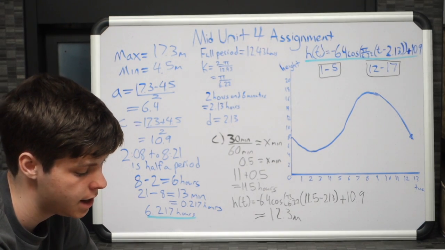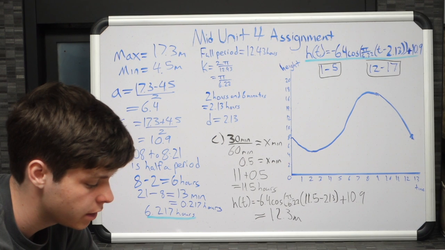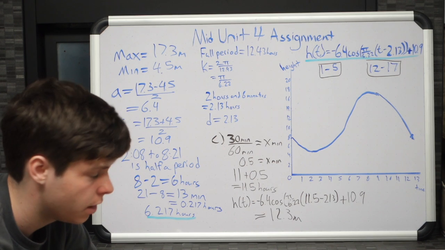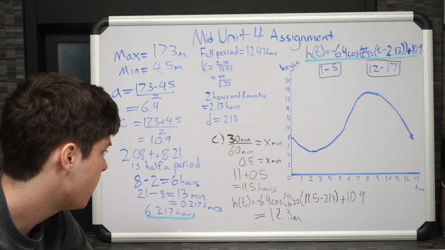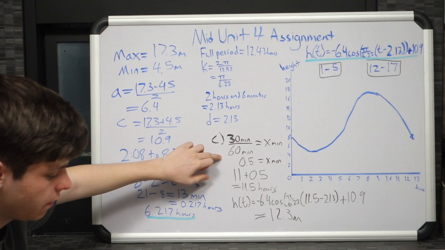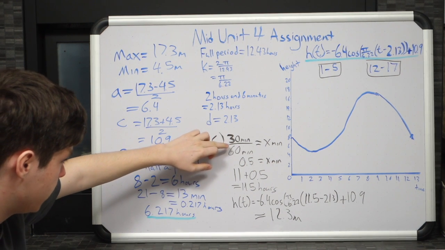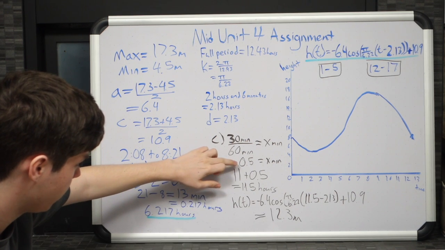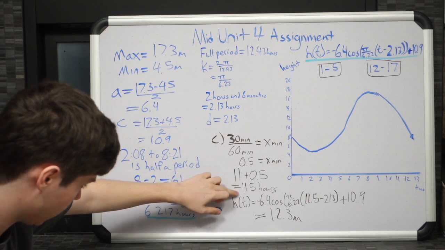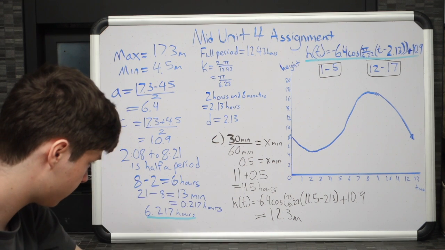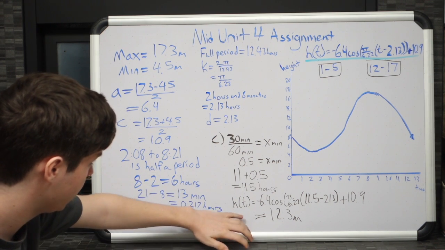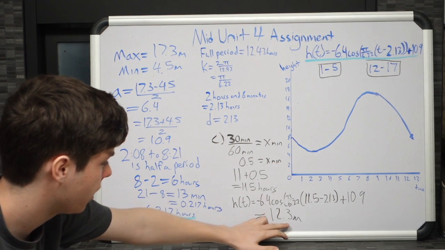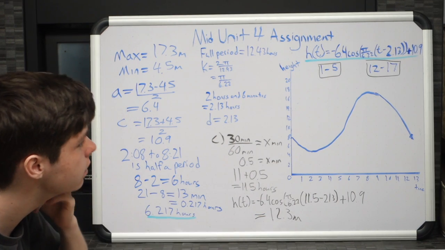Okay, so part C asks, determine the height of the tide relative to the pier at 11:30. Give your answer to the nearest 0.1 meter. Okay, so I needed to convert 11:30 into hours. So that's 30 divided by 60 equals x. So x equals 0.5. 11 plus 0.5 is 11.5 hours. Now I input that into my equation that I just made, and I'll get 12.3 meters.